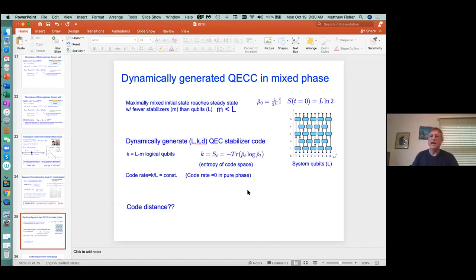So now let's come back to the Clifford circuits that we were looking at earlier, and argue that we have a dynamically generated quantum error correcting code. In the maximally mixed initial state, in the steady state, one has fewer stabilizers than qubits. M is less than L.